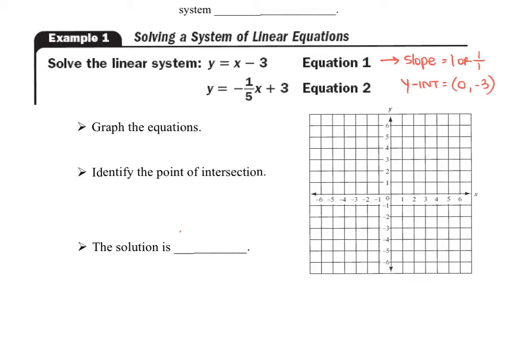So now we have enough information to graph. I'm going to put the y-intercept at 0, -3. My slope is 1, so I'm going to rise 1 and go over 1 to the right. Again, this is a positive slope, so it should be a rising line. You could also go down 1 and left 1 and get enough points on there to make your nice straight line.